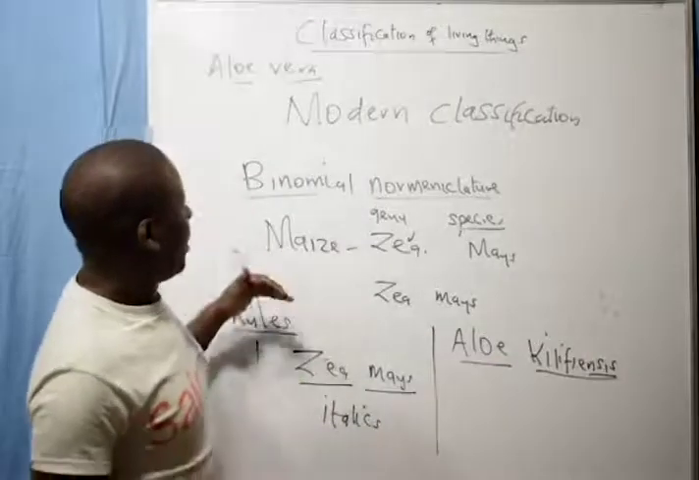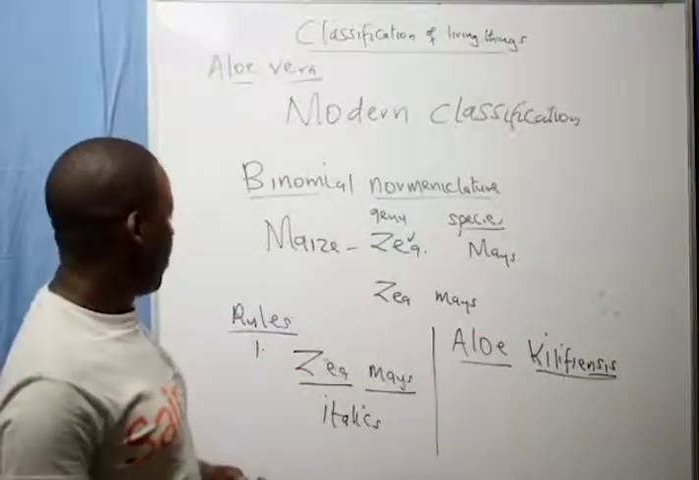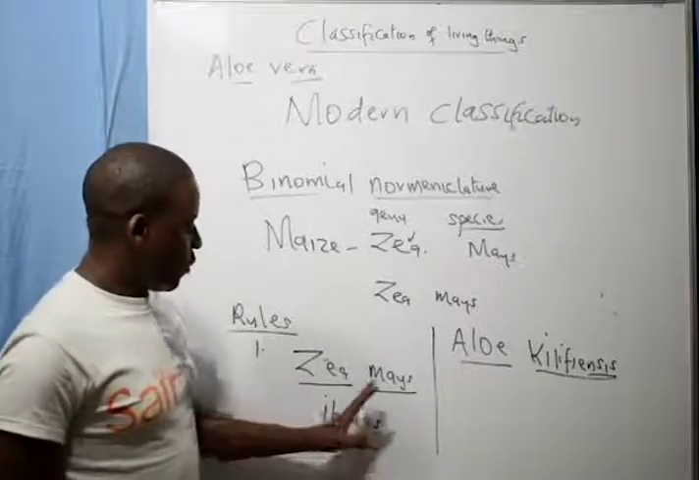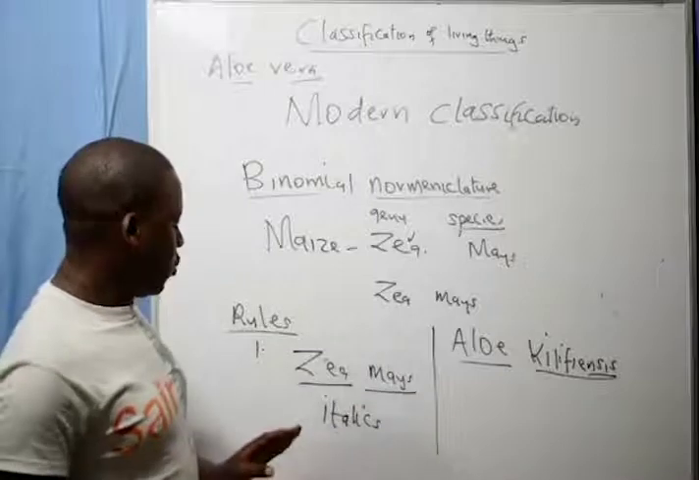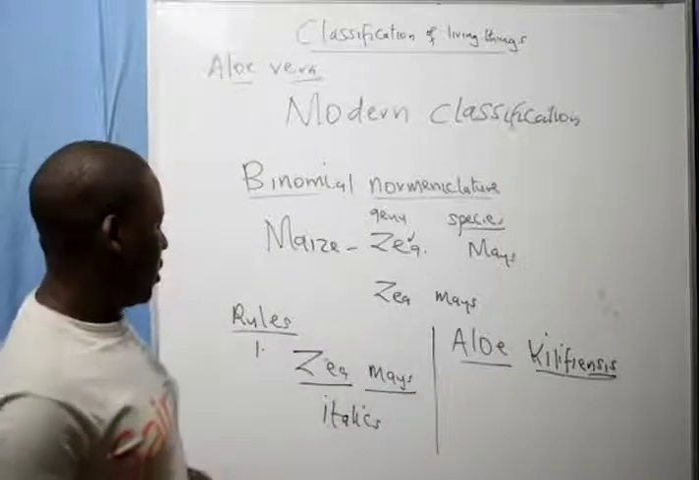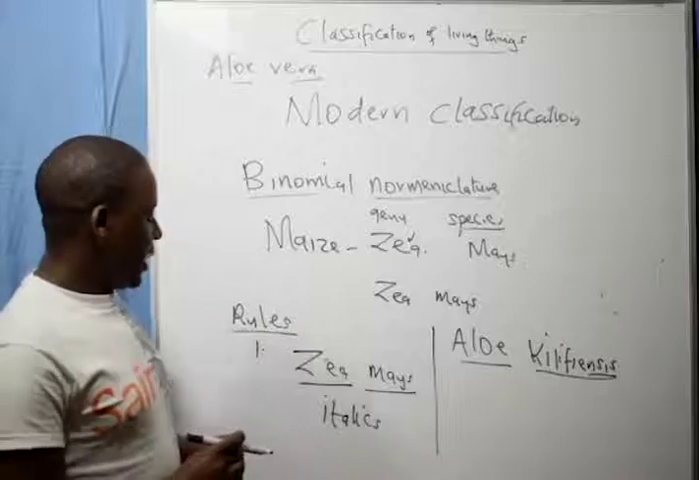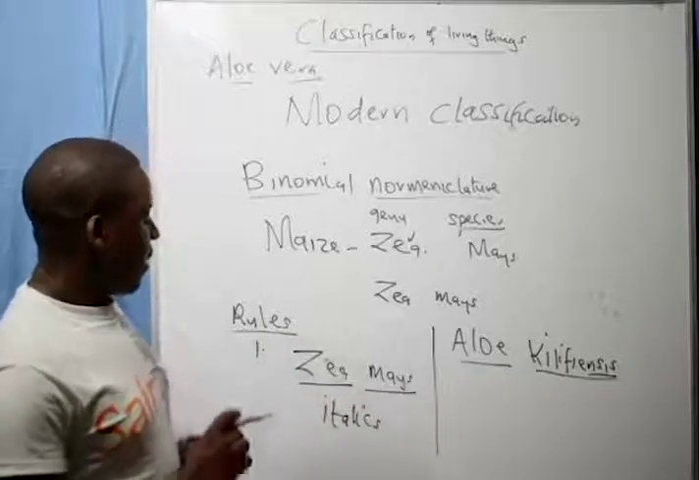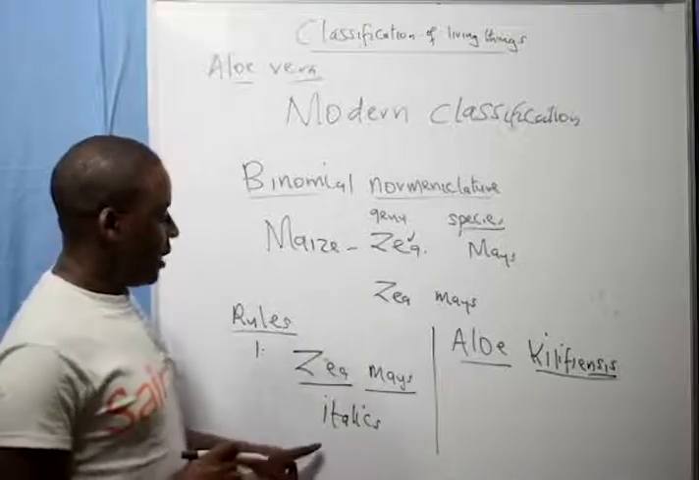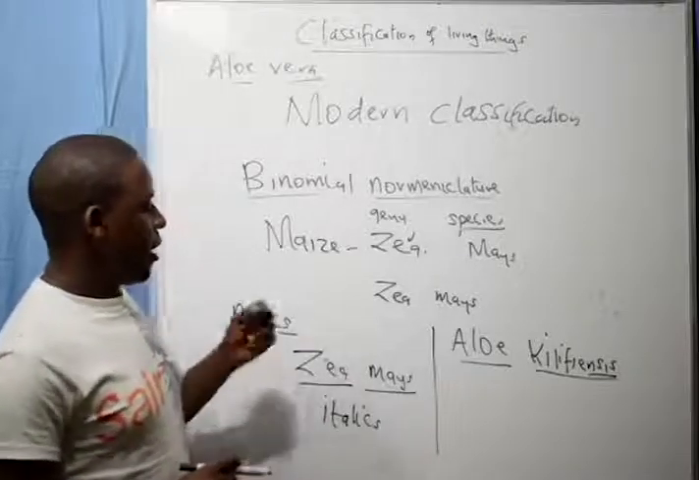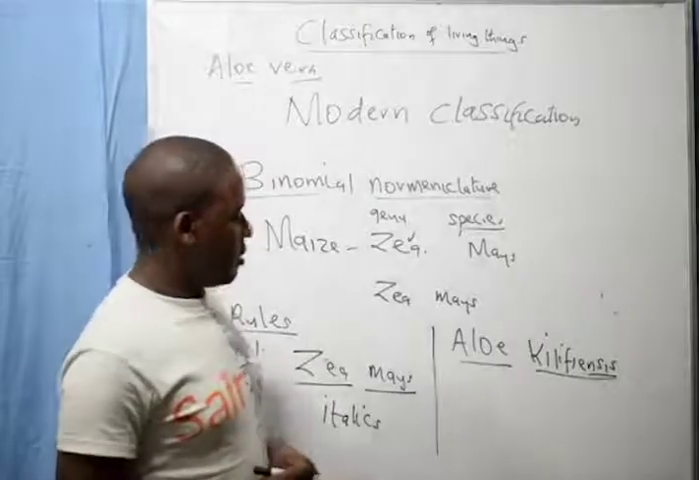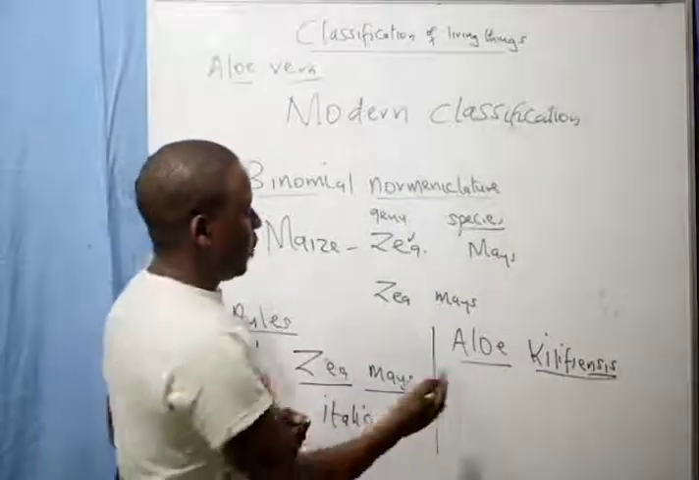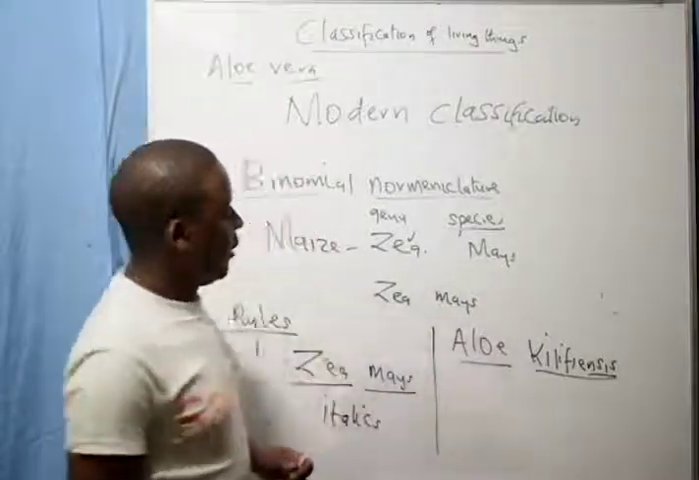Therefore, the rules of binomial nomenclature are: 1. The genus name must start with a capital letter. The rest of the letters must be small letter. Number 2, when it is handwritten, the name should be underlined with separate lines. When it is typed, it should be written in italics. And where a Latin name does not exist, the local names are made to sound like Latin. For example, in our case here, Aloe Kilifiensis.